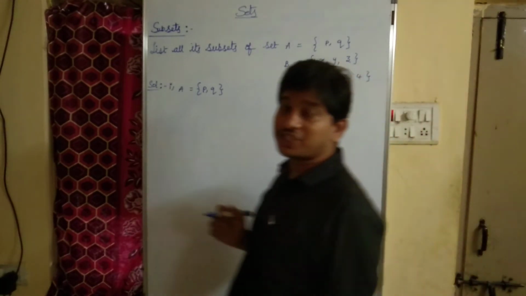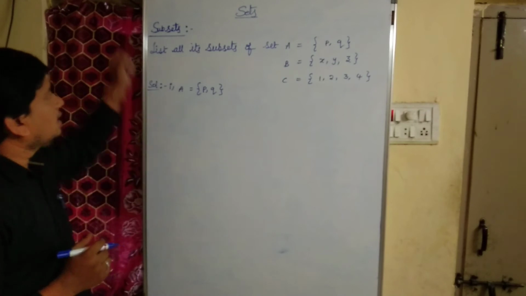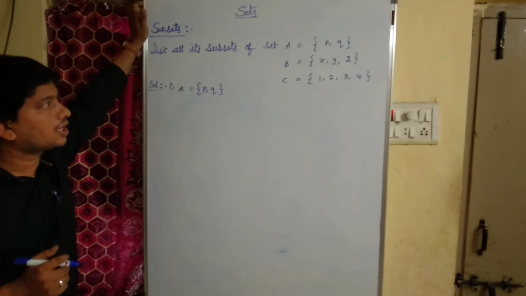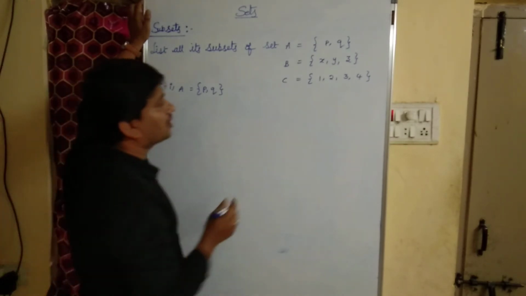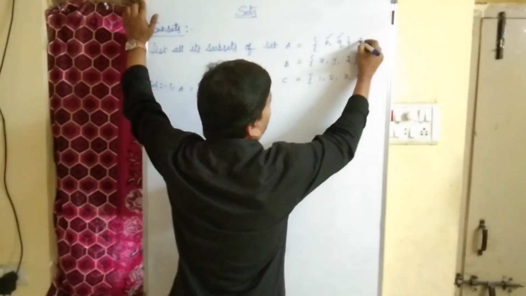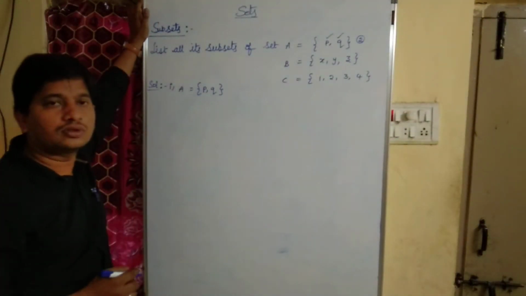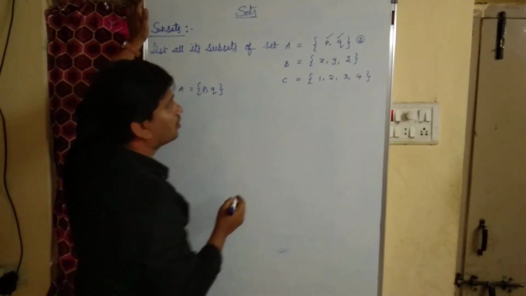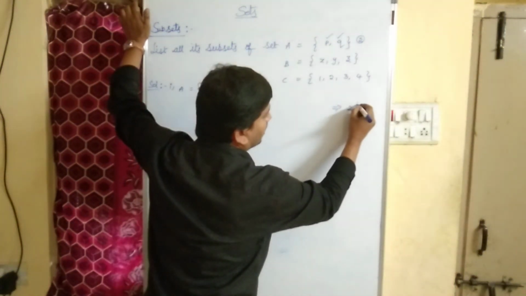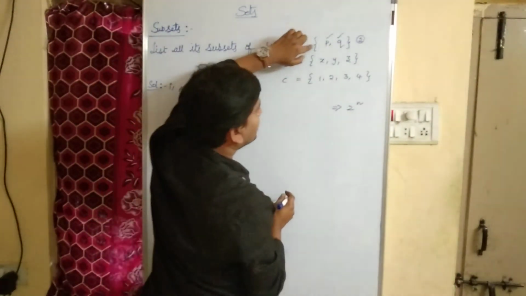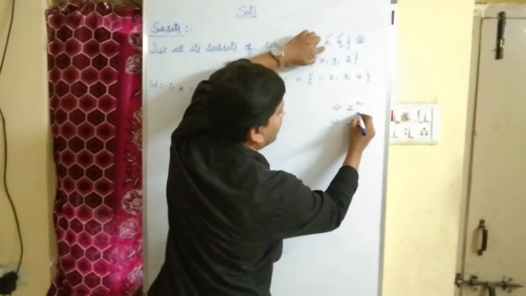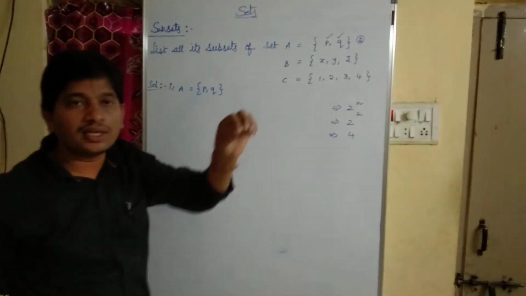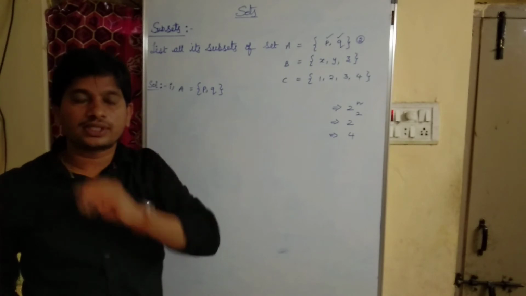Now coming to our next topic, subsets. List all the subsets of set A equal to P comma Q. As set A consists of two elements, what is the number of subsets of set A? We have the formula 2 power n. As set A consists of two elements, 2 power 2 means 2 into 2, 4. I mean set A consists of 4 subsets.